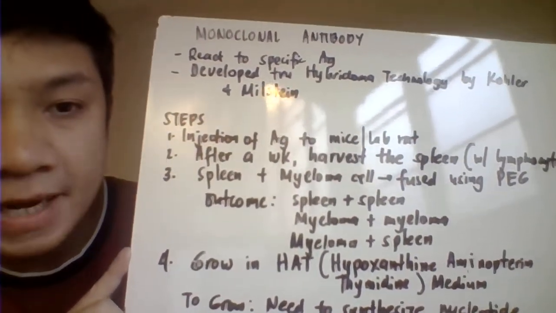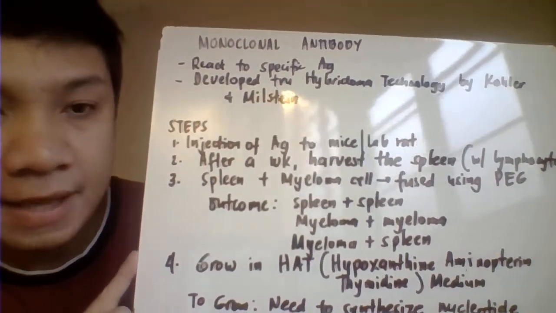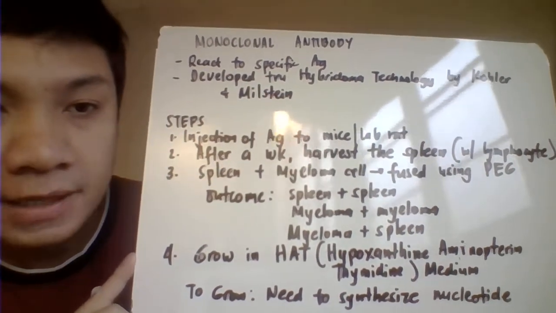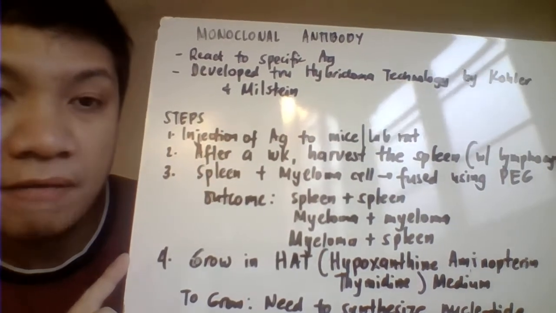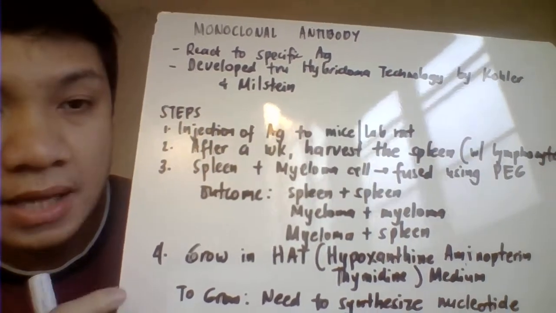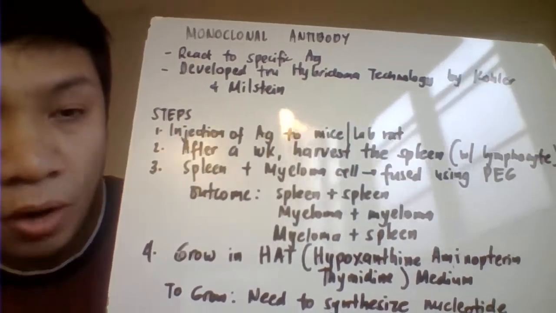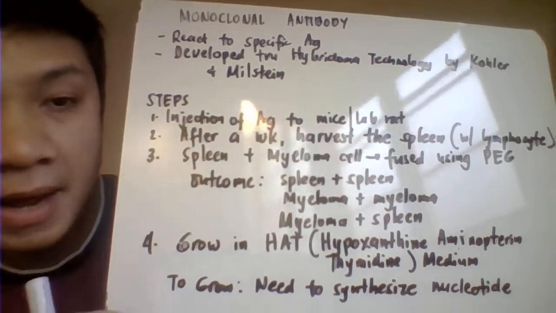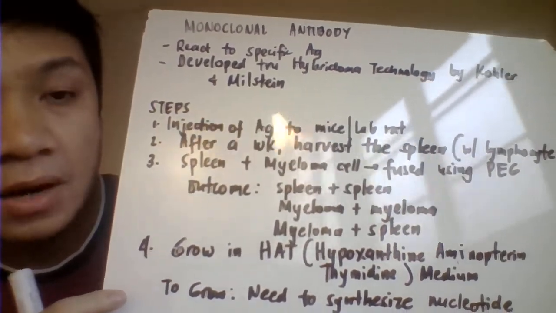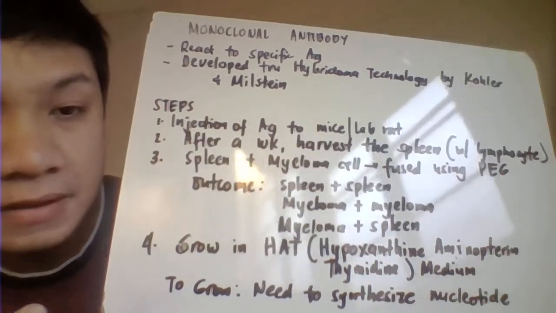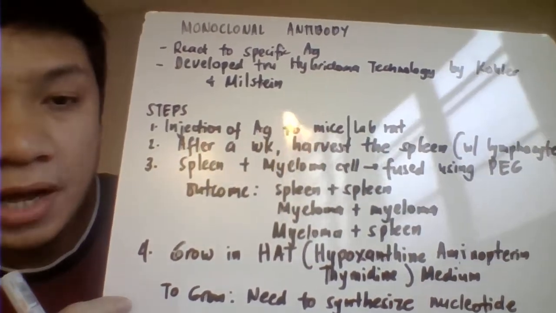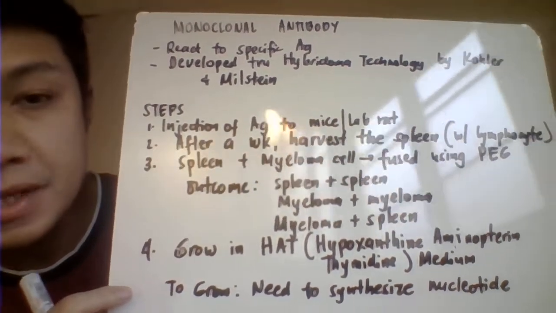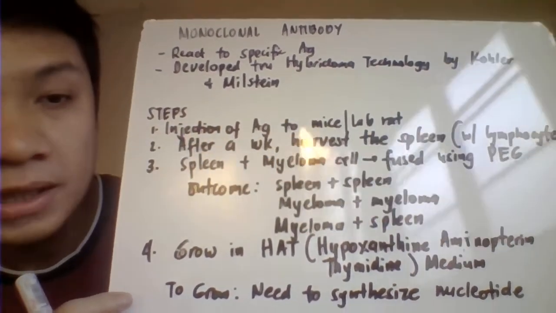Okay, so we'll be discussing the monoclonal antibody. A monoclonal antibody is an antibody that is very specific only to an antigen. This is monoclonal. Mono means this is an antibody that specifically reacts with a specific antigen. Monoclonal antibody production is done through our hybridoma technology.